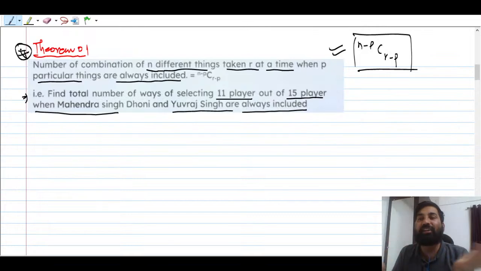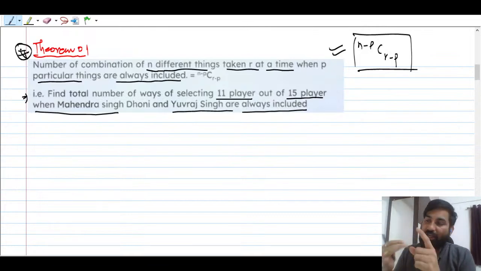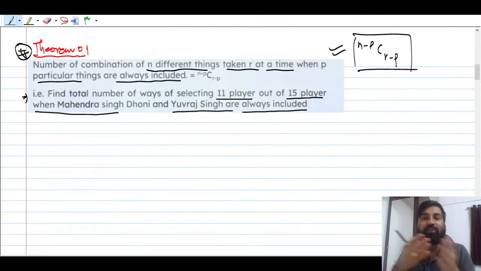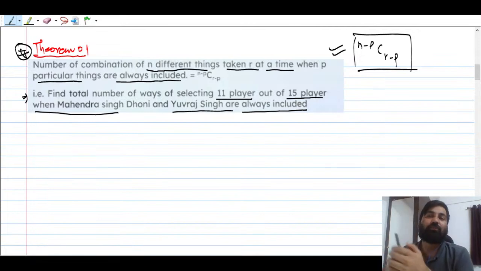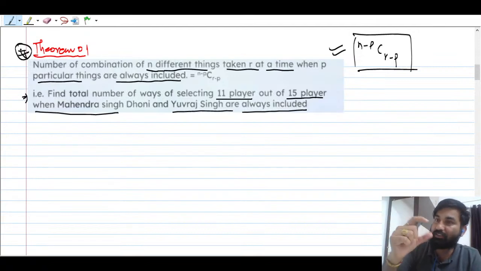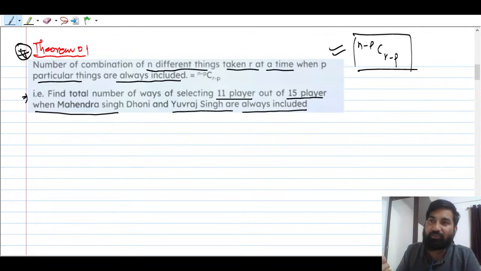So how many players are remaining then? There are 15 players in which MSD and Yuvraj are also there. They are already selected, so you have got only 13 players. And how many players do you have to select now? You have to select 9 players. What you're doing here is subtracting 2 from the total as well as from what you're going to select. I hope this formula is okay. If some number of objects, that is p objects, are always included, you have to subtract from n and you have to subtract from r. This is a very important concept to understand.